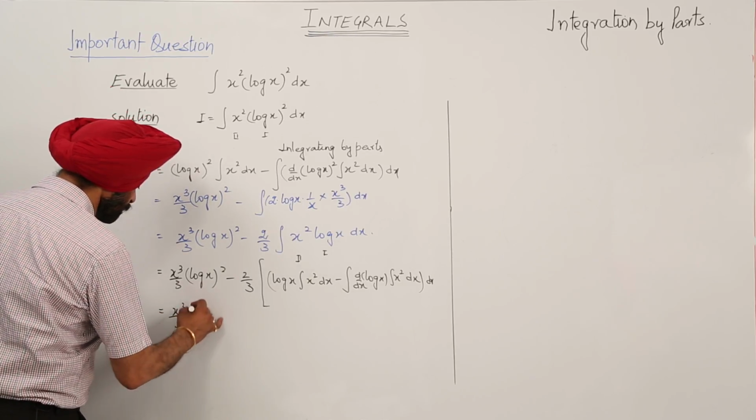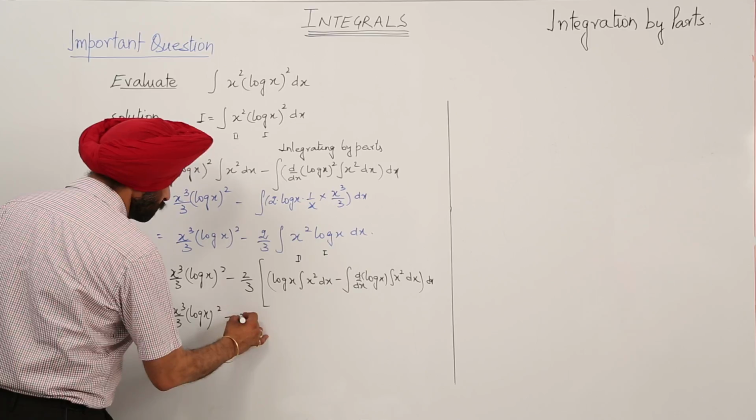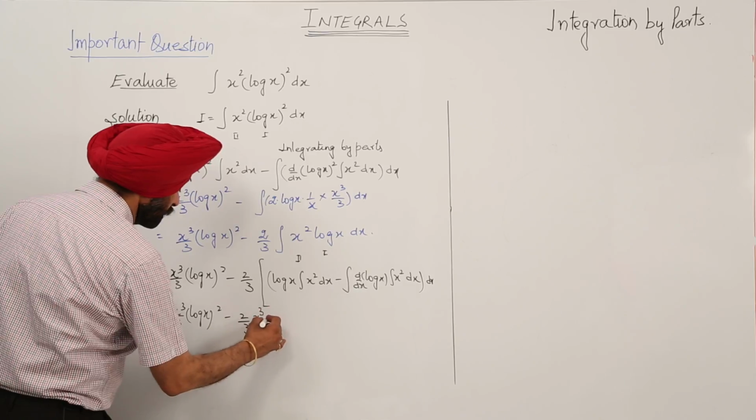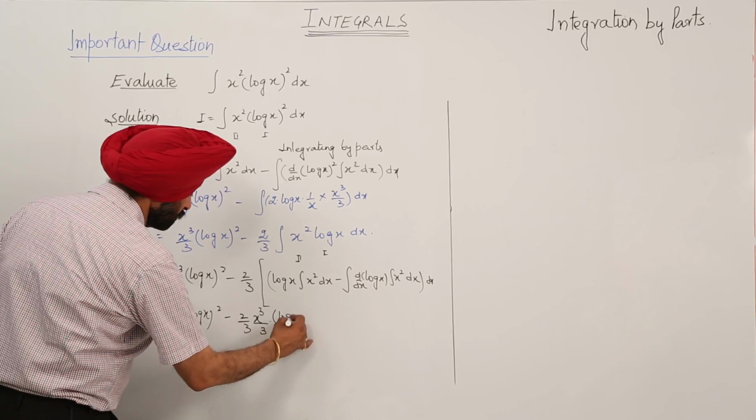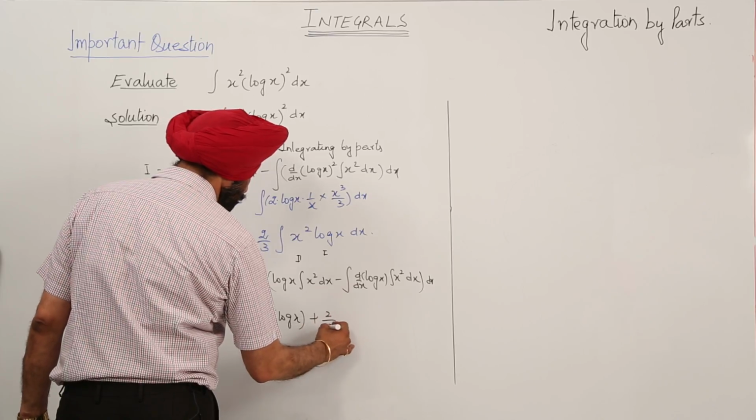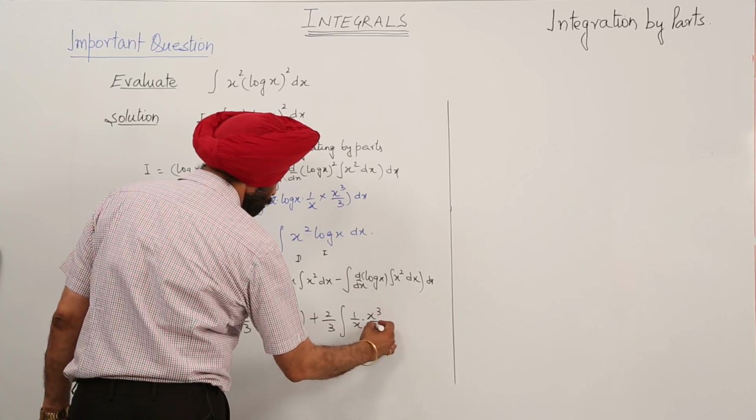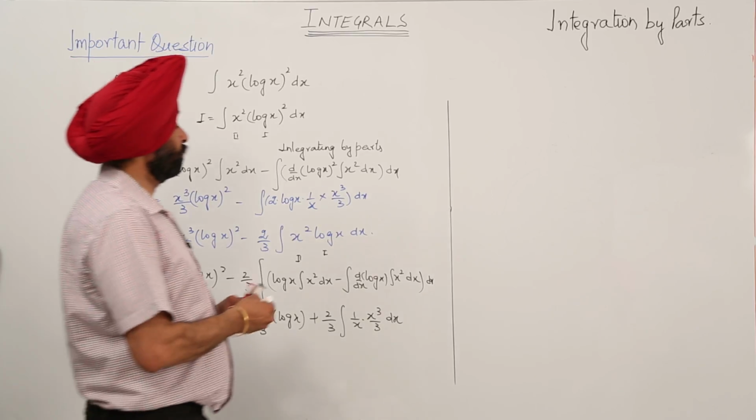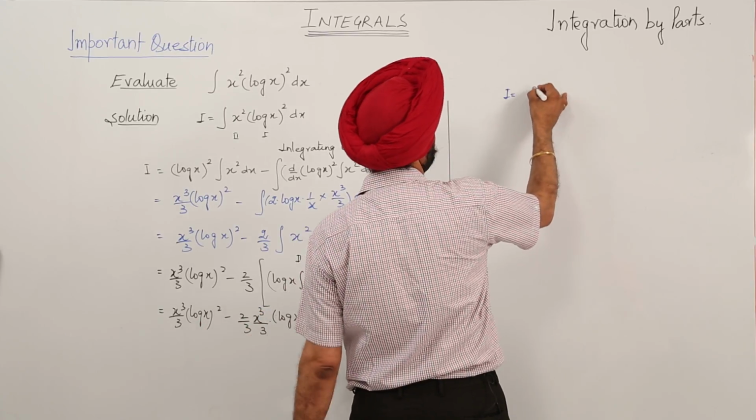x cube upon 3 (log x) whole square, minus now 2 upon 3, integration of x square is what? x cube upon 3, with log x, plus 2 by 3 integration of 1 upon x with x cube upon 3 dx. Is it clear?